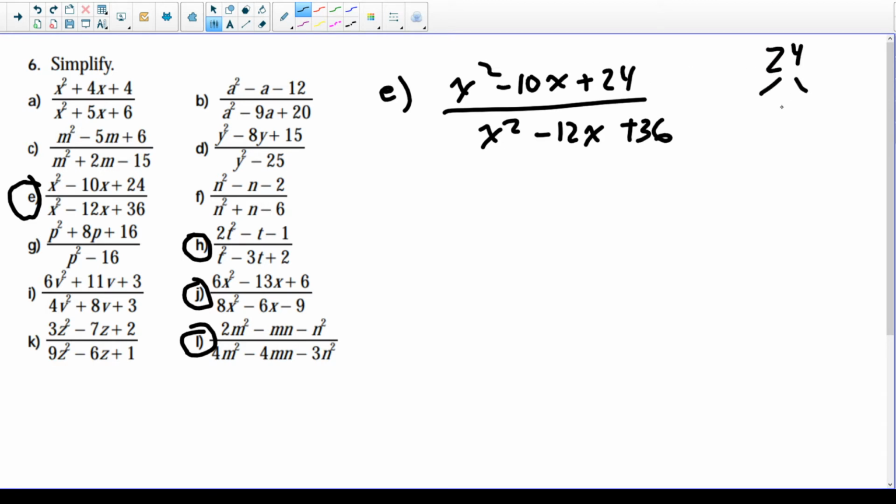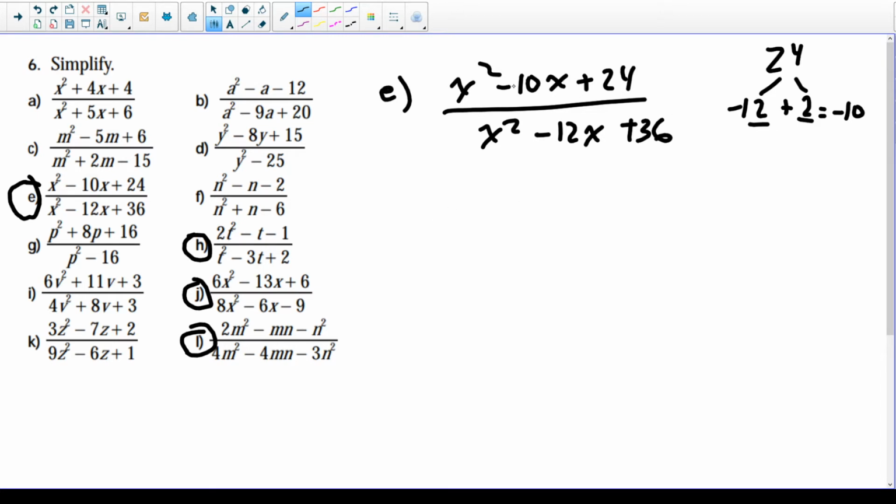So 24 is the top of my tree. Negative 10 is the end of my tree. I need two numbers that multiply to 24 and add to negative 10. 12 and 2 will do that as long as 12 is negative. Two numbers that multiply to 36 for the denominator and add to negative 12 would be negative 6 and negative 6.